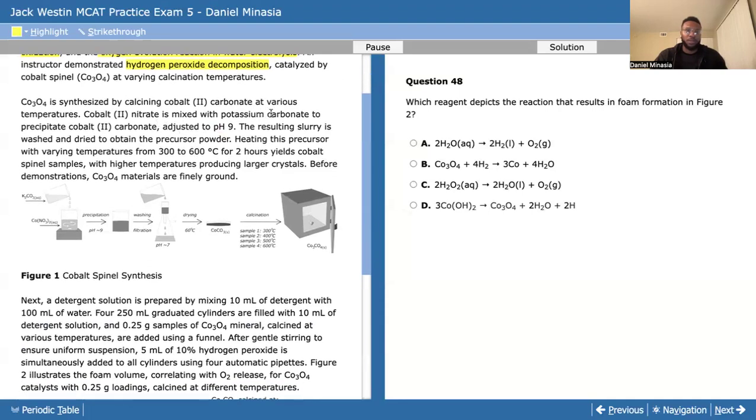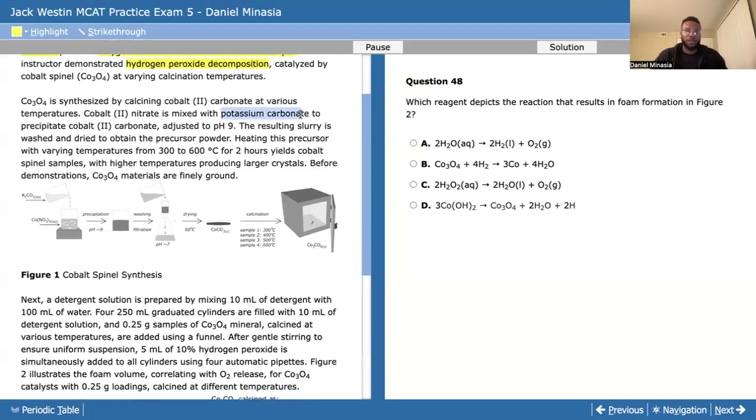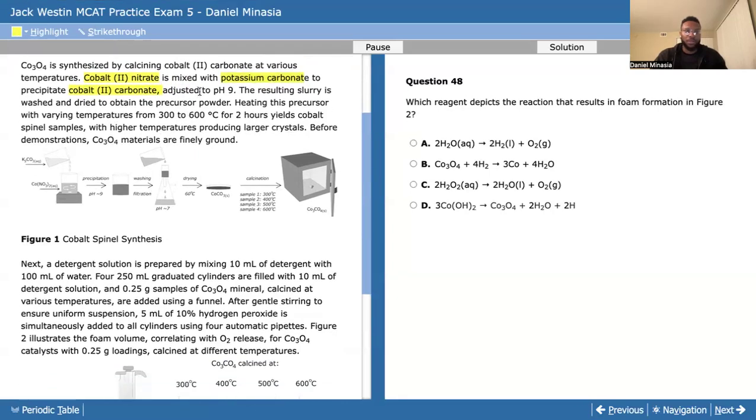Cobalt 2 nitrate is mixed with potassium carbonate. So I'm going to highlight that as well. Cobalt 2 nitrate plus potassium carbonate to precipitate cobalt 2 carbonate. Okay, cool. All right. Simple reaction. Adjusted to pH 9. Okay, pH 9 is what? Alkaline. All right, you guys know that. The resulting slurry is washed and dried to obtain the precursor powder. Heating this precursor with varying temperatures for 2 hours yields cobalt spinel samples.